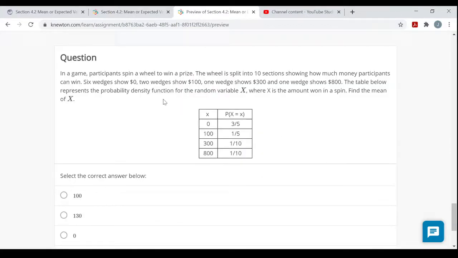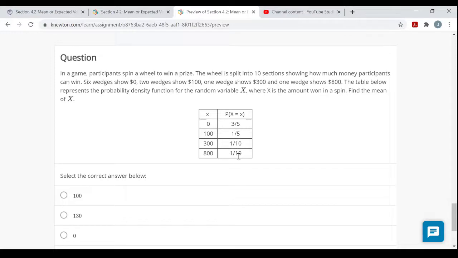So again, very simple. Now here, in a game, participants spin a wheel to win a prize. The wheel is split into 10 sections, showing how much money participants can win. 6 wedges show $0, 2 wedges show $100, 1 wedge shows $300, and 1 wedge shows $800. The table below represents the probability density function for the random variable x, where x is the amount won in a spin. So you can win $0, $100, $300, or $800.